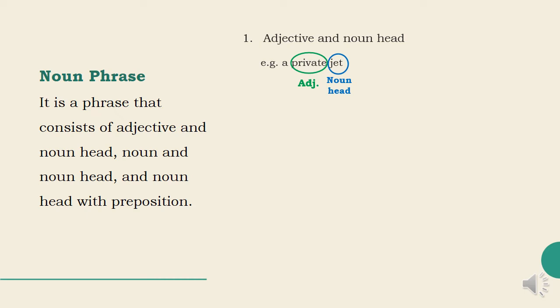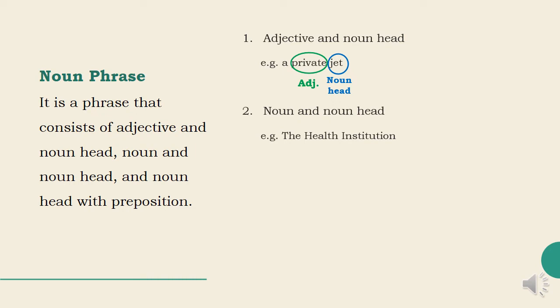So maybe you are confused what noun head is. Noun head is the main word in the phrase. So in this noun phrase, the noun head is the word jet. The word private only explained or described the jet. Therefore, the main word in this phrase, or the noun head, is the word jet.